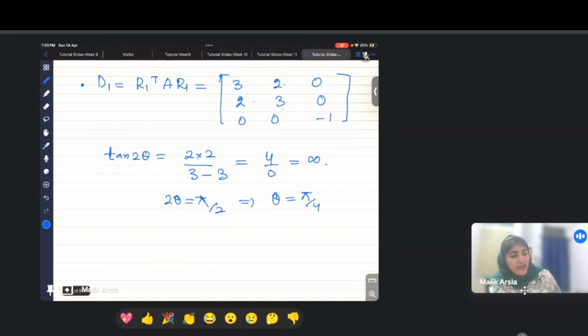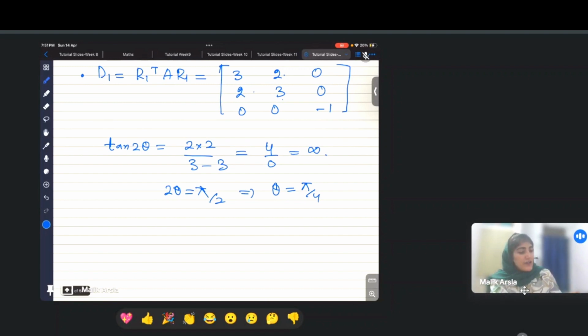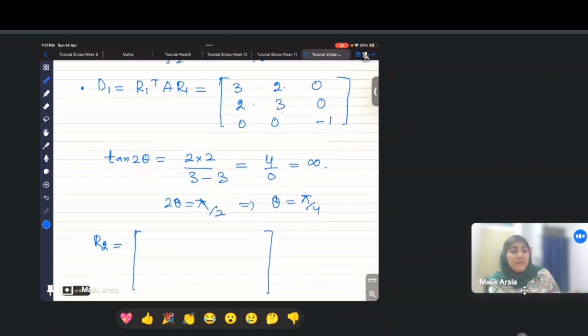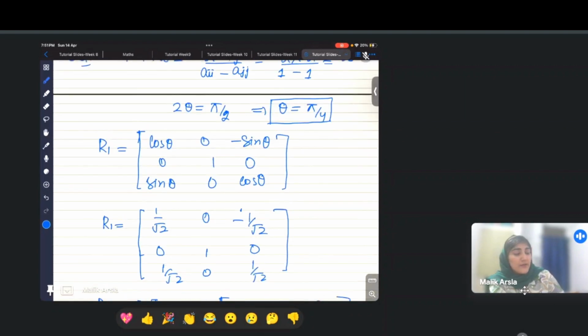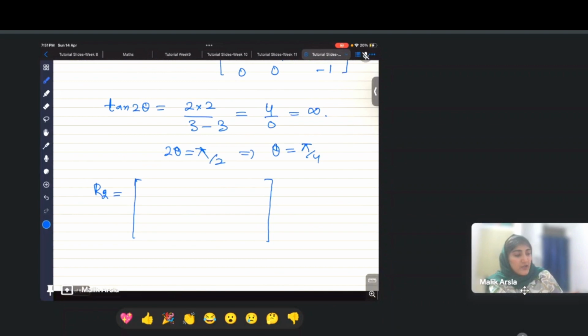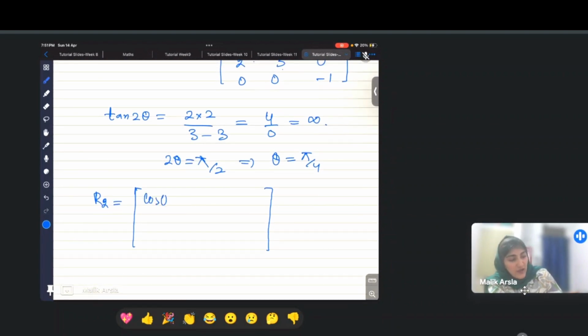Again, this is coming out to be the same. 2 theta is coming out to be pi by 2, so theta is equal to pi by 4. Now we again form R2. It will not be same as R1, even though theta is pi by 4, because in that case our entry was 1 comma 3. Here it is 1 2. So you will choose it as cos theta, minus sin theta, 0, occupying the 1 and 2 positions. Then sin theta, cos theta, 0, and 0 0 1. This is how you find R2.